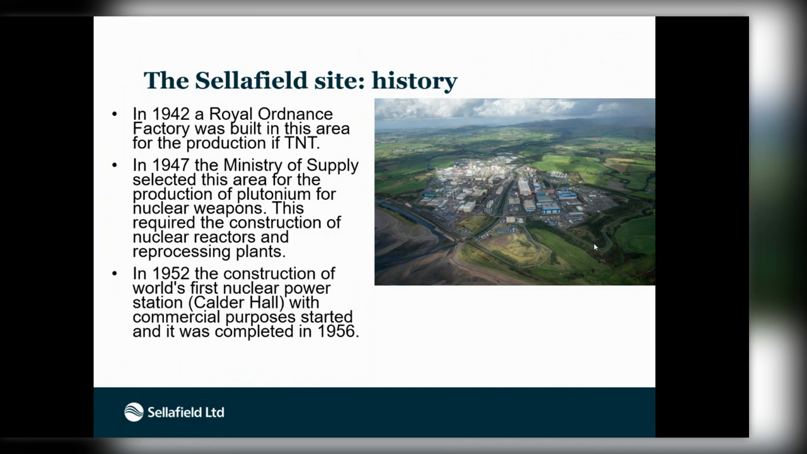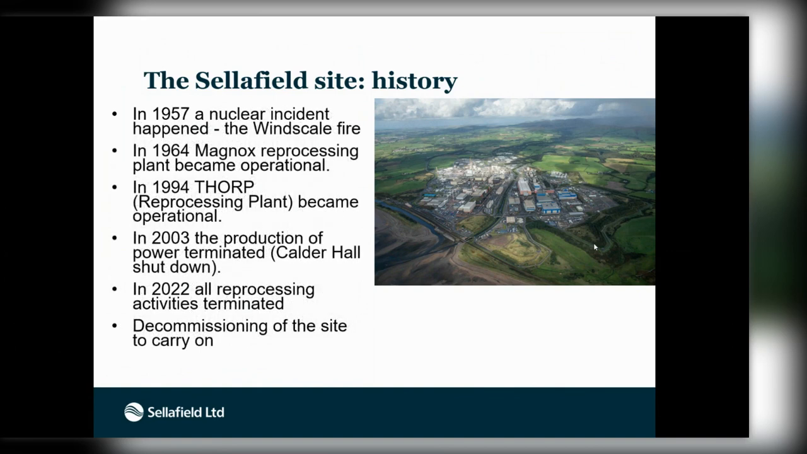But in 1946, that area was selected again by the Ministry of Supply for the production of plutonium and for nuclear weapons. And this required the construction of nuclear reactors and reprocessing plants. Then on this same area, in 1952, the construction of the world's first nuclear power station with commercial purposes started. This plant was completed in 1956. And on YouTube, you should still be able to find the video of when the Queen went on site to open Calder Hall, the power station.